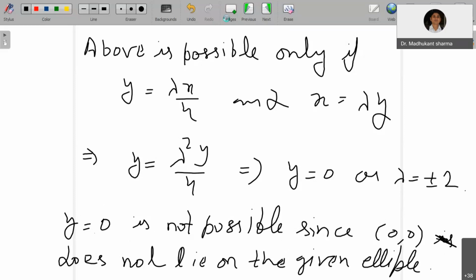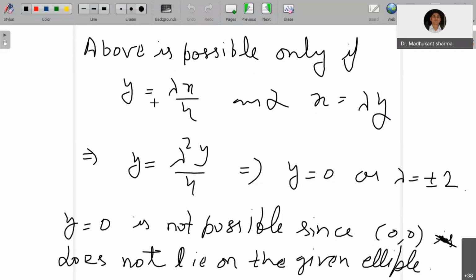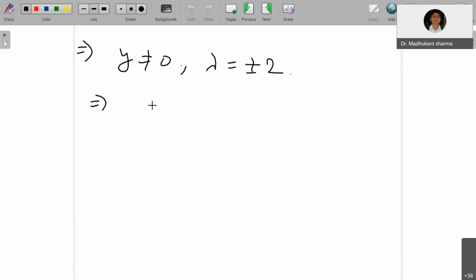Okay, so now this can be discarded. So this is the only possible case. This implies y must be non-zero and lambda must be plus minus 2. So y equals lambda x by 4, and y is non-zero, so x you can find out. This implies x equals lambda y, so x equals plus minus 2y.